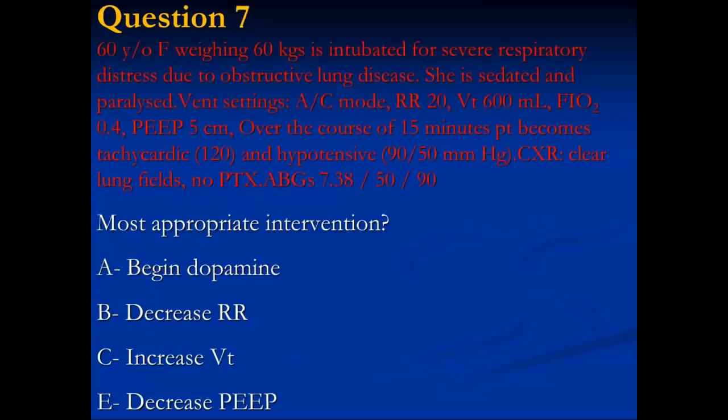One more. I didn't know that I have all these questions. 60 years old, intubated for severe respiratory distress for COPD. Sedated on the vent. Now, this is the vent setting. You have respiratory rate of 20, you have tidal volume of 600, which I don't think we have used this amount. But anyway, this is what the question is. FiO2 is 40. And then after 15 minutes, she becomes tachycardic, hypotensive again. Clear lungs, no pneumo on the x-ray, I'm telling you that now, and this is her gas. What do you need to do? So what happened here, and what do you need to do?